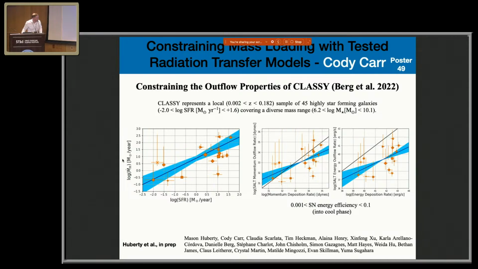And then I've used these models on the CLASSY objects, which we've heard mentioned in various talks so far. Here are a few of the highlights. On the left, we found a positive correlation between star formation rate and the mass outflow rate. And in the middle, we look at the momentum outflow rate and the energy outflow rate versus the predicted values from supernova. We found that most of the momentum is deposited into the hydrogen, but most of the energy is not, and we're able to constrain the supernova energy efficiency to be about 0.1 to 0.001.